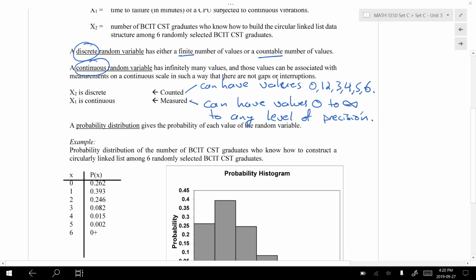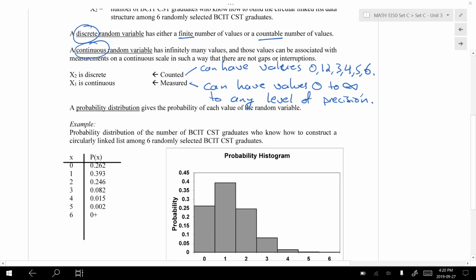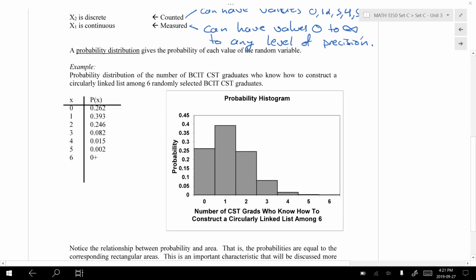Okay, so a probability distribution is what we'll go to next. This is going to give the probability for each value in the random variable. So the variable has a number of values, and each value has a particular probability. So let's consider the example we were thinking about earlier. Let's take these students and see if they can construct this circularly linked list, considering 6 total students that we select at random.